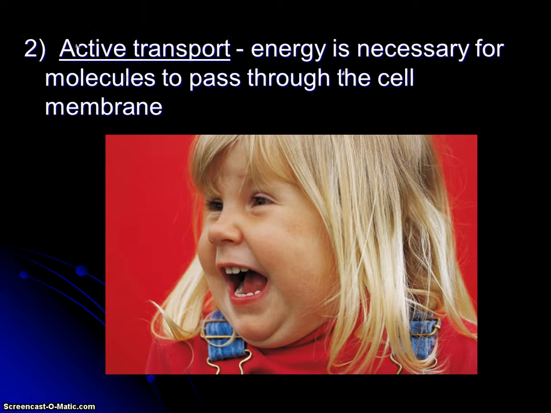Okay, active transport is the other type of transport that cell membranes can use to move things in and out of the cell. Active transport requires energy. Just like this little girl is full of energy, the active transport process has to have energy to move larger molecules through the cell membrane, either in or out. So passive transport does not require energy. It's a passive process. Active transport, you have to use energy.